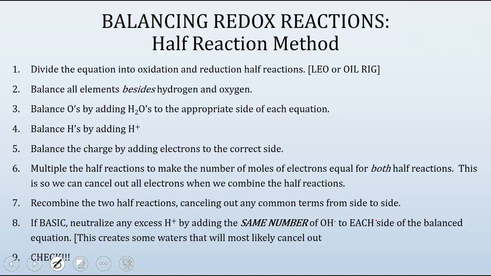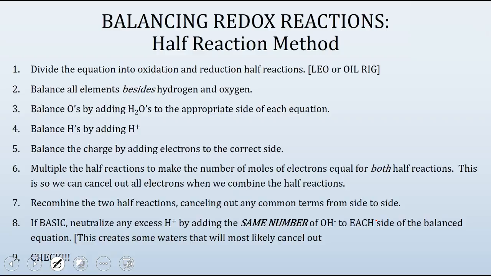You've never seen a balanced equation with electrons in it, because the whole point of this is to get those electrons to cancel out. Once we do that, we recombine the 2 half reactions. We just add them together, canceling out any common terms from side to side. So if we have water on both sides, we cancel out the waters until we have no water on one side and whatever's left over on the other. All the electrons go away. That kind of thing happens.